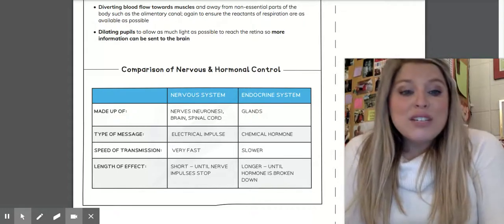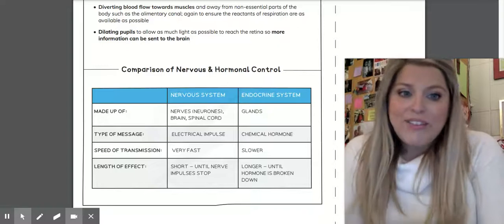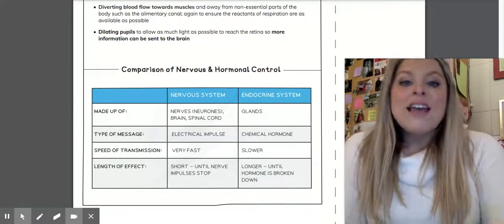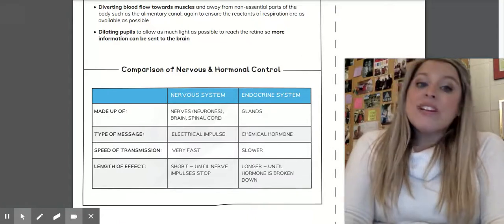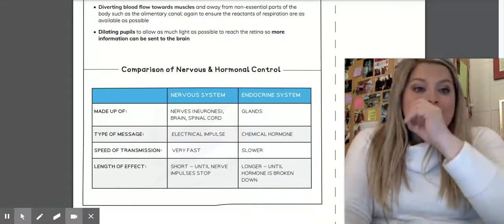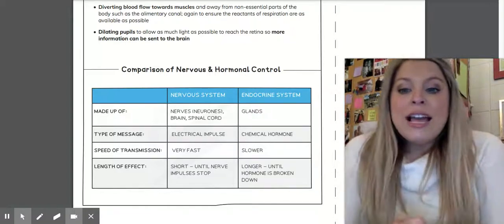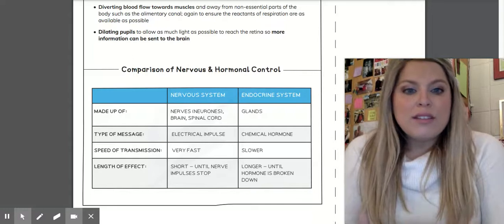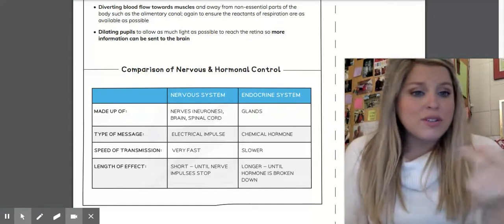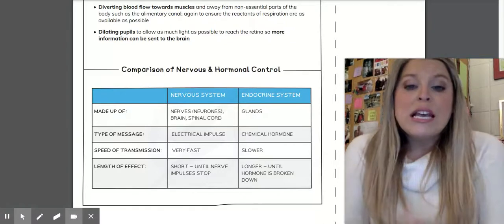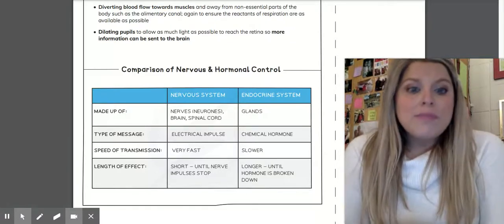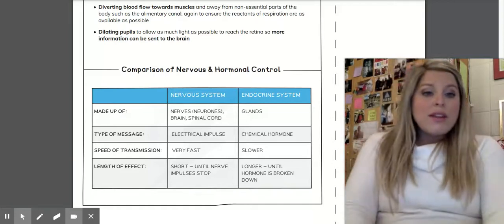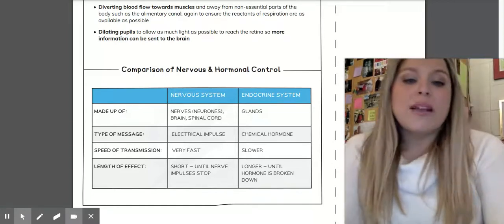The speed of transmission for your nervous system is incredibly fast, very quick. Most times we don't even know things are happening. They're happening so fast. For the endocrine system, very, very slow. So just to note the difference there. And then for the length of the effect, for our nervous system, the effects are very short, lasting until nerve impulses stop. So things are very quick, but very short. And for the endocrine system, the length of the effect is very long, or until the hormone is broken down. So the reaction continues over a long amount of time and it's slower.